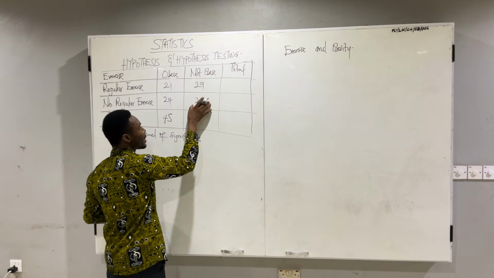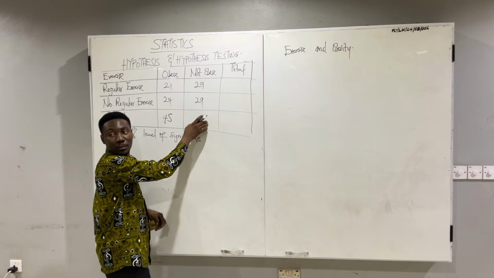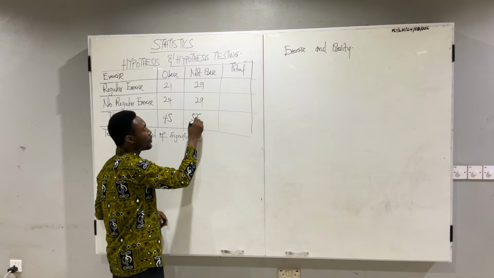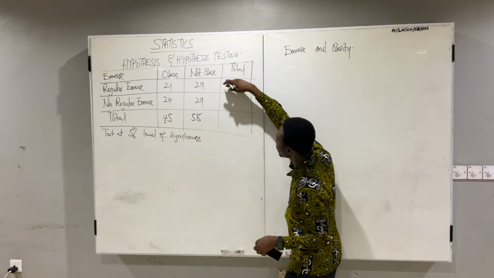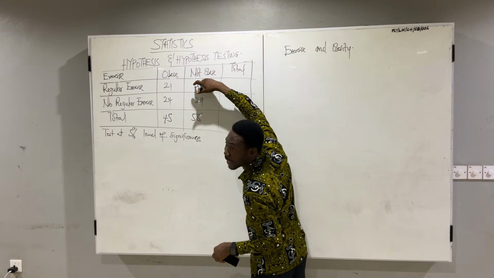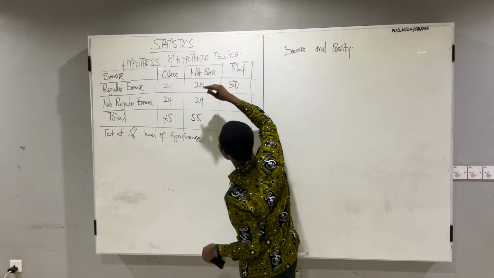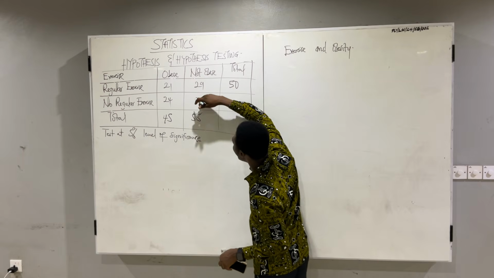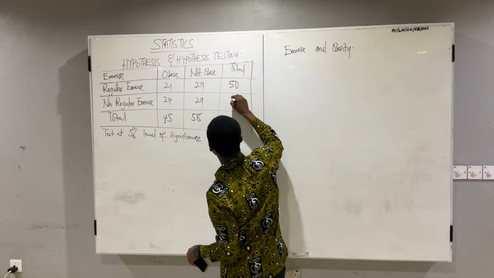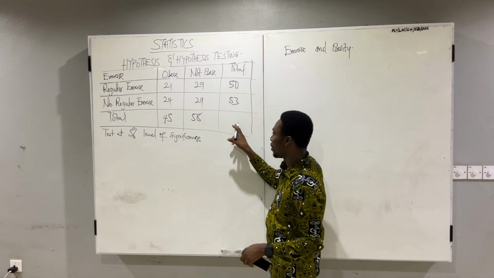If you want to get this side, this is 29, this is 29. So the total will be what? 58. Now, if you want to get the row totals, you have to add this 21 to 29. You add this 21 to 29, you get what? If you want to get this row total, you add this 24 to 29, you get 53.